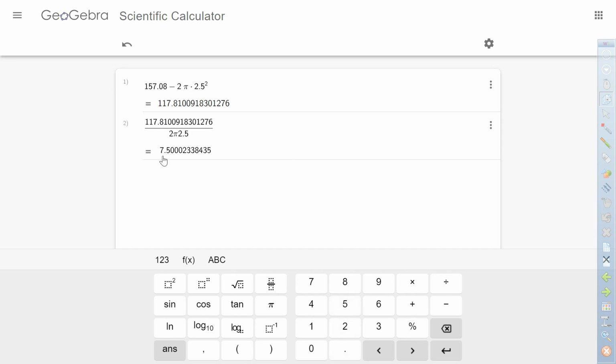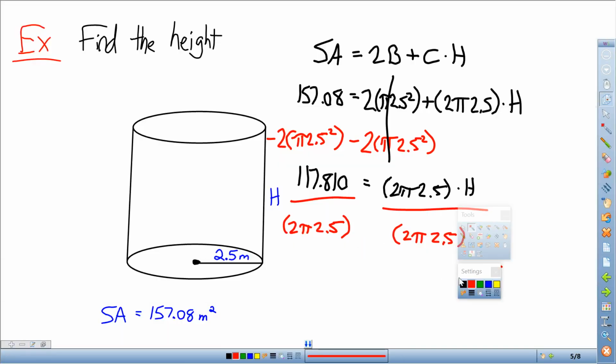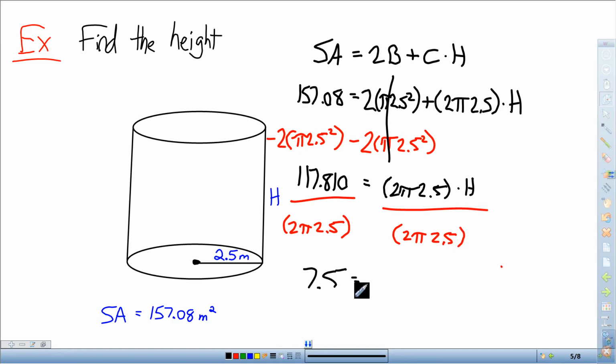Interesting. So I'm going to get 7.50. We'll round this to just 7.5. Okay, so weird process, but we just figured out that the height is 7.5. Okay, I'm going to flip it around.